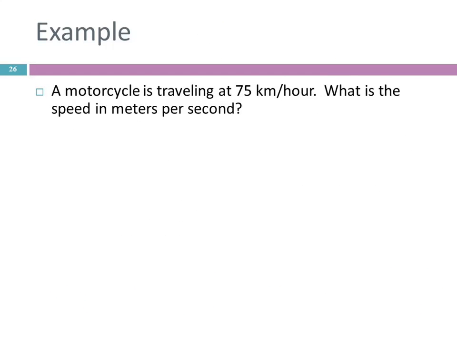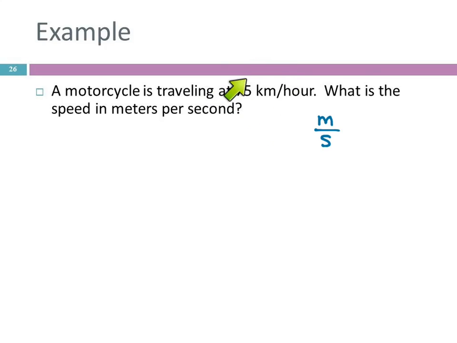So let's do a real example. A motorcycle is traveling at 75 kilometers per hour. What is the speed in meters per second? So let's think of our path here. We want meters per second. Write that as a vertical fraction. This is a horizontal fraction, kilometers per hour. Sometimes we don't recognize, oh, that's a fraction. We want to know that this is a fraction.